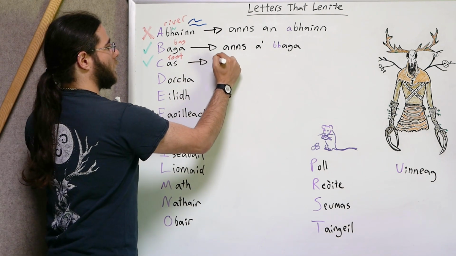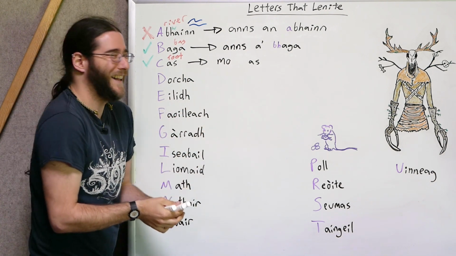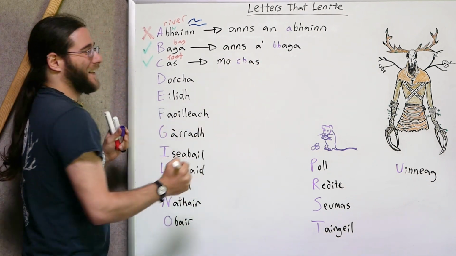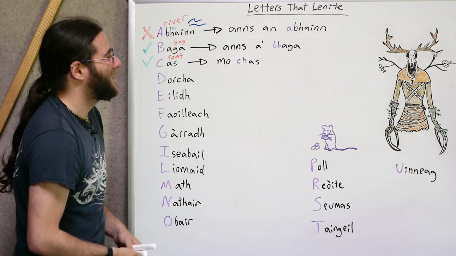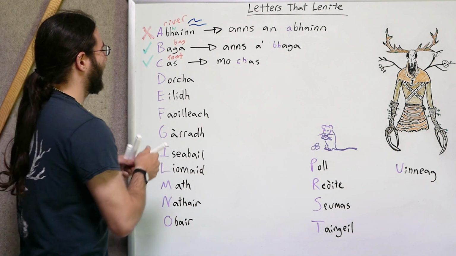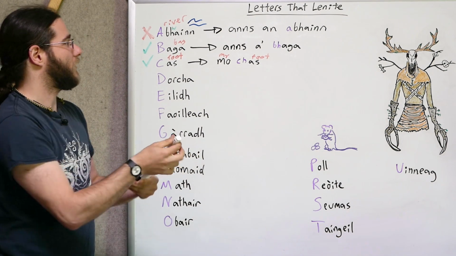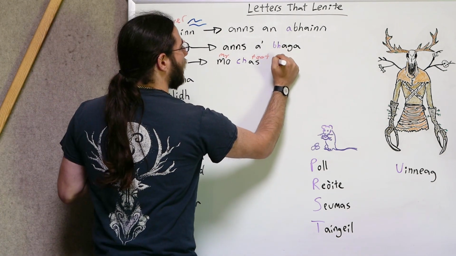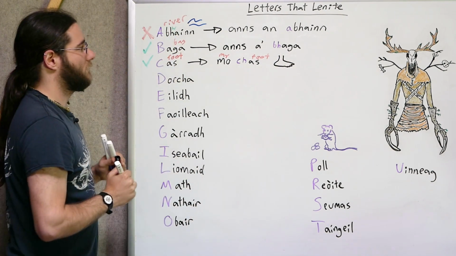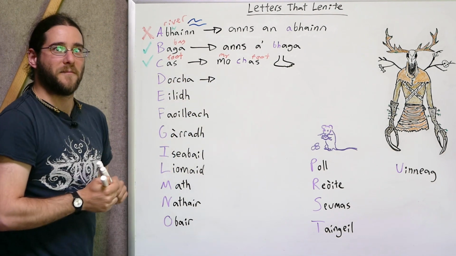So an example, mo. Mo chas. We're not going to leave it like that. Mo chas. My foot. And we'll have a picture of a foot. We always got to have some drawing, I think. There's a foot. Nice. Mo chas, my foot. All right, coming down to D, dorcha.